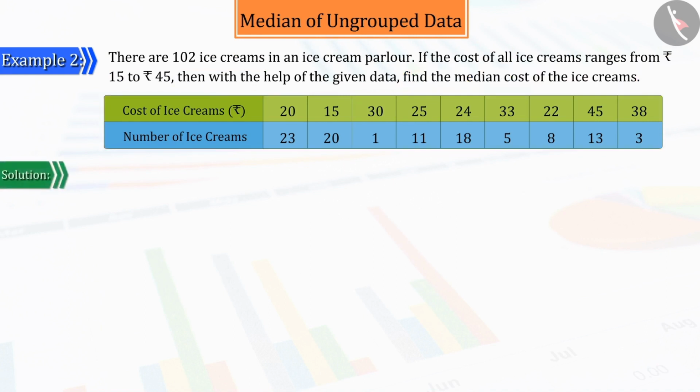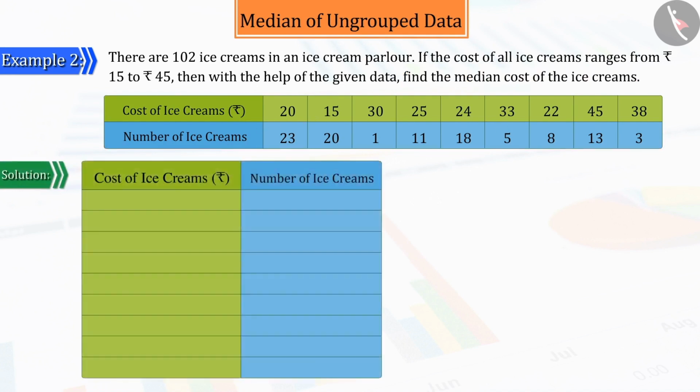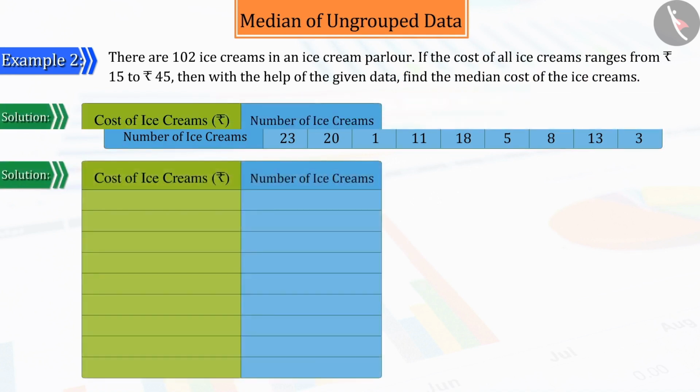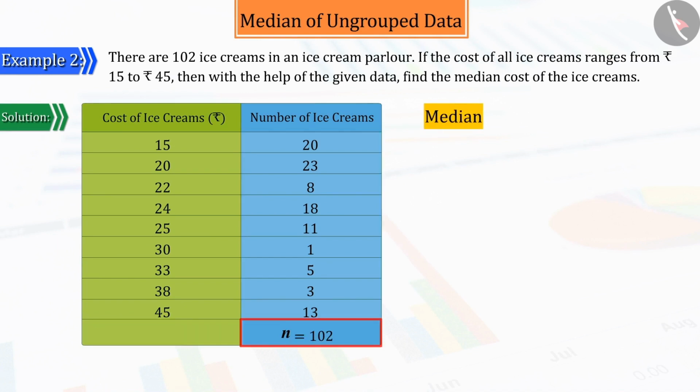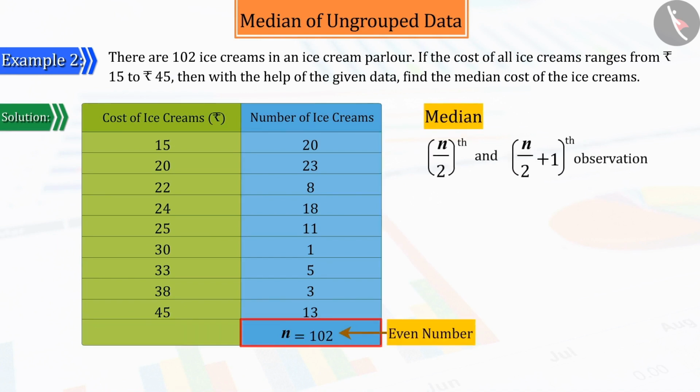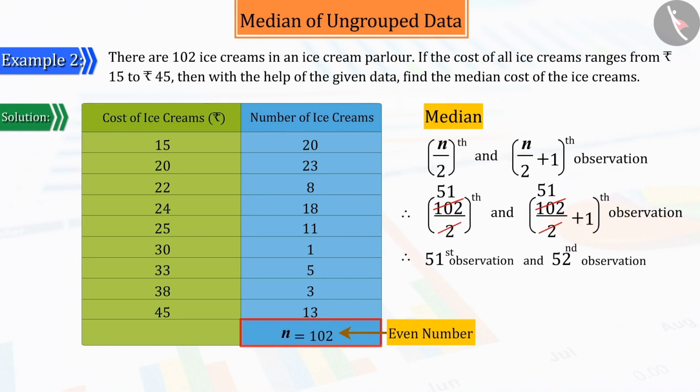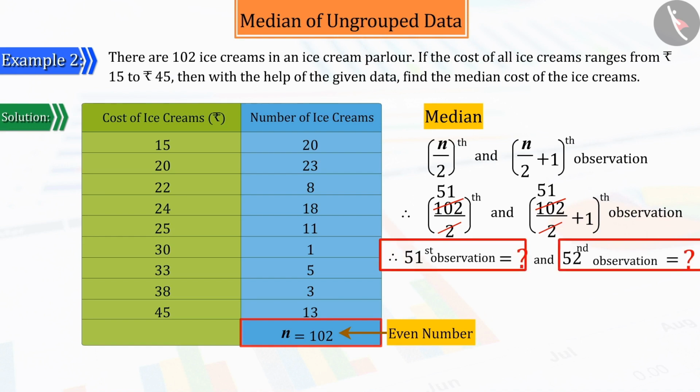Let's try to solve this. We know that for median, we first need to arrange the data in ascending order and display in the following way. Given that the number of ice creams, that is n, is 102, which is an even number, from which we can tell that the median will be the average of the 51st and 52nd observations. But here we do not know the value of both these observations. So, can you tell what we need to do to know the values of these observations?